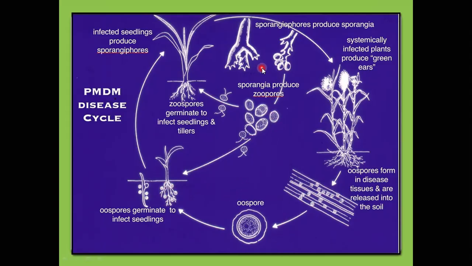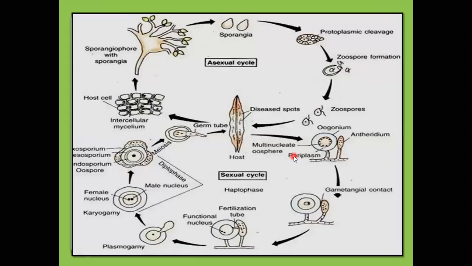Then secondary infection takes place through the sporangia and zoospores. These zoospores and sporangia are disseminated through wind or water and deposit on the healthy plant. So these healthy plants become infected. In this way the disease spreads from infected plants to healthy plants. Okay, so this is the disease cycle of the Sclerospora pathogen.